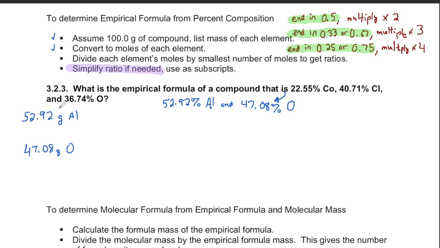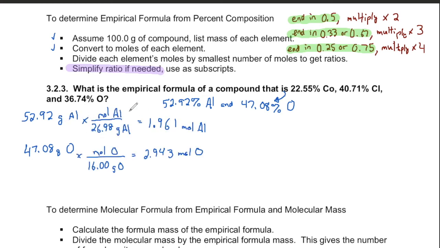Now the next step is to convert to moles. So we convert this to moles using the molar masses of these two elements, and we end up with 1.961 moles of aluminum to 2.943 moles of oxygen. So this is the molar ratio of the elements, but the problem is that we can't have a compound with this kind of formula. This is a little bit weird. We need these subscripts to be whole numbers, so we need to know the whole number ratio of these elements. The empirical formula is the simplest whole number ratio.